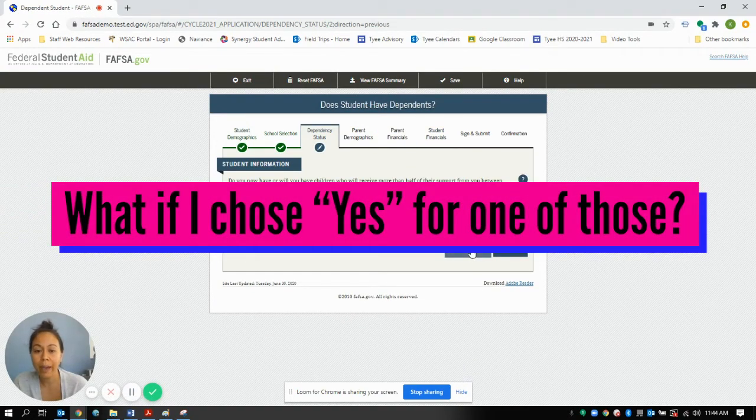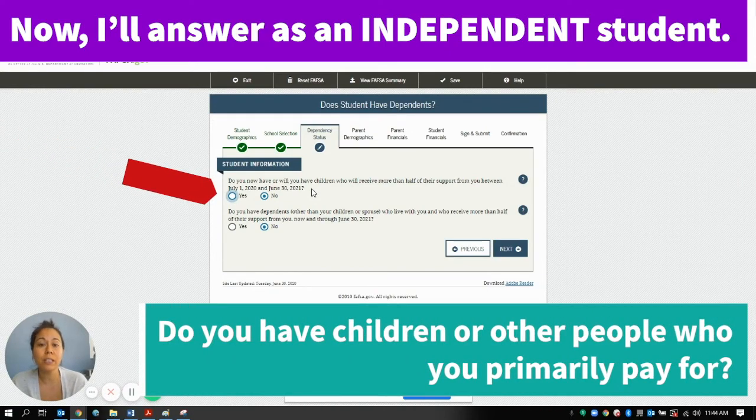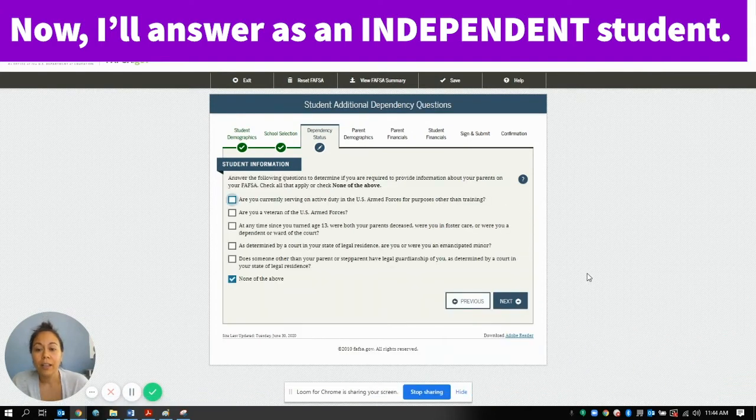We're going to jump back just to show what this will look like if you answer yes to any of these questions. The first one is if you yourself have children who receive 50% or more of their support, meaning housing, food. This one is if you have other people other than children who are dependent on you. If that's the case for you, you would check yes to either of those boxes that apply to you. The first two questions here are related to military service. One is if you're actively serving in the U.S. Armed Forces, if you were in foster care, or you were a dependent or a ward of the court.